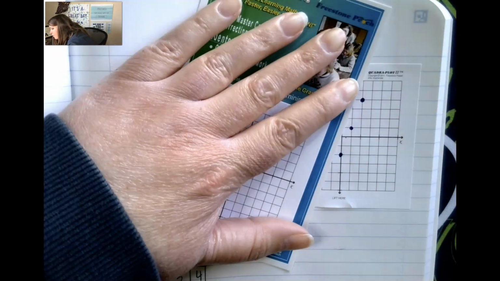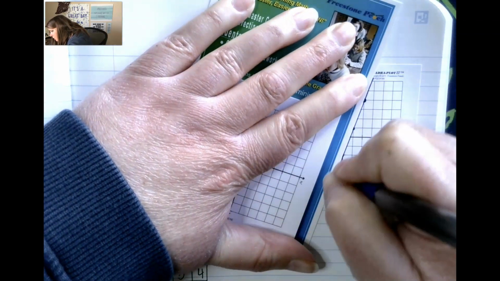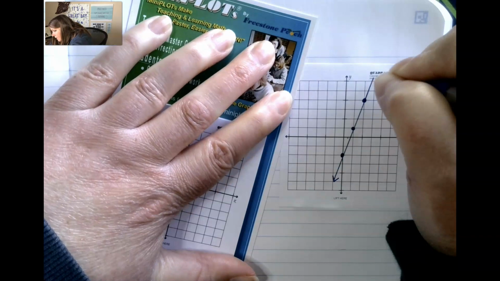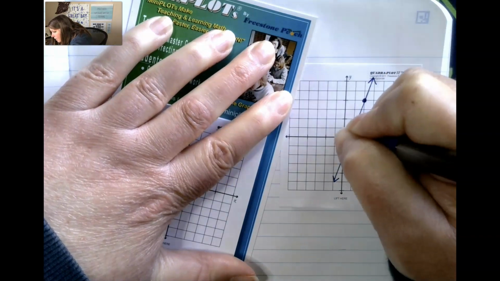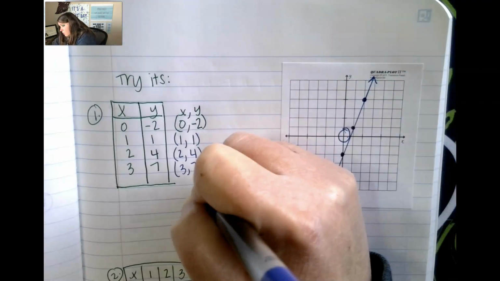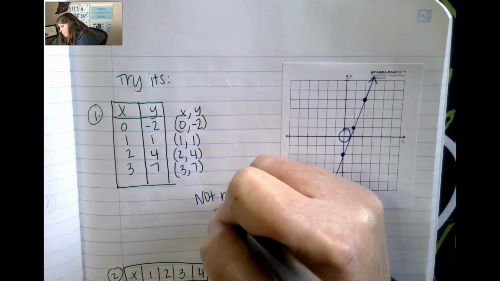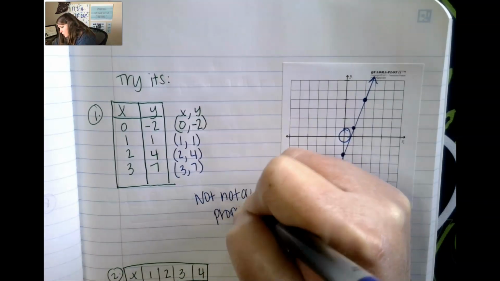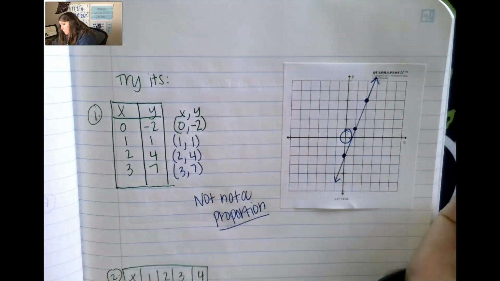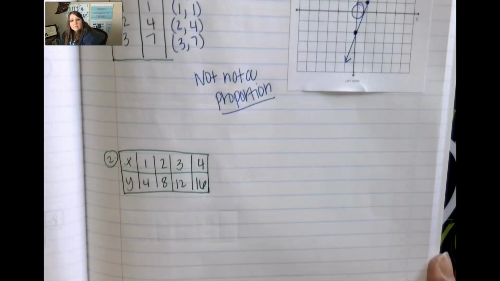But if you look right here, when I connect my dots, this one does not pass through the origin. The origin is right there, so it misses it. So this one is no, not a proportion. It misses the origin. Okay, so not a proportion. Okay, let's do the next one.